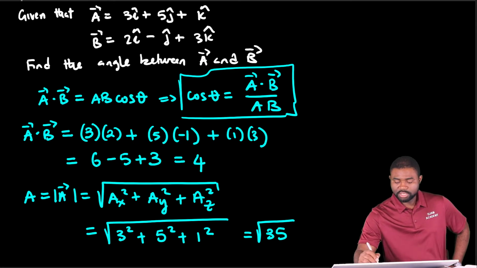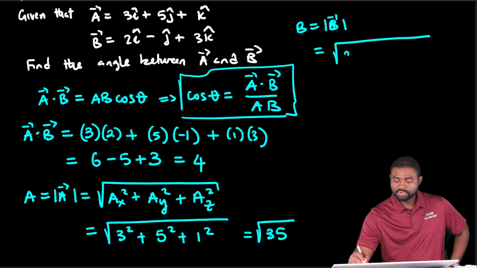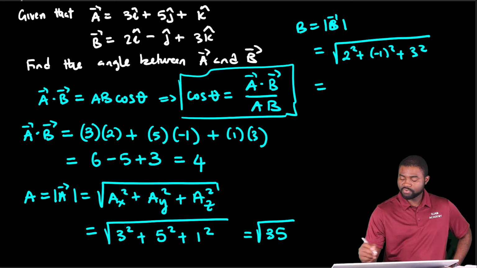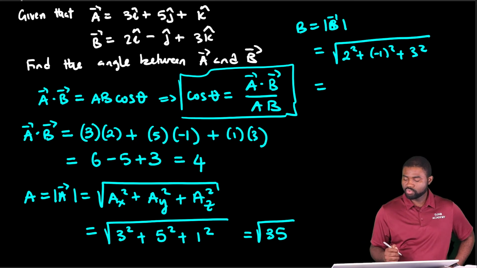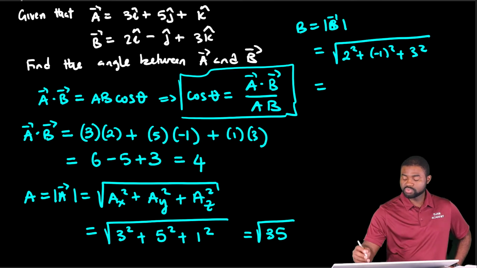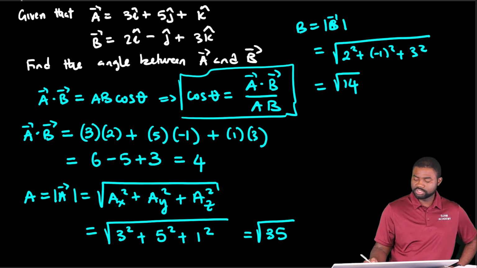Similarly, the magnitude of B is the square root of 2 squared plus -1 squared plus 3 squared. 2 squared is 4, -1 squared is 1, 3 squared is 9. 9 plus 4 gives us 13, 13 plus 1 is 14. So this is the square root of 14.